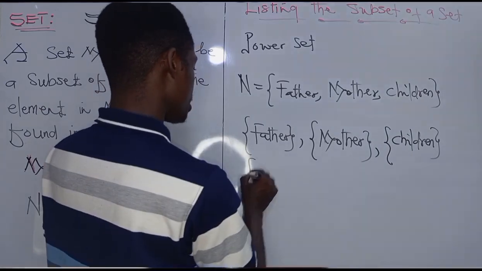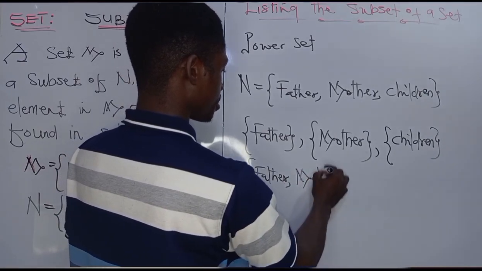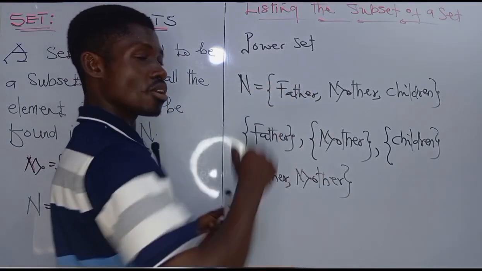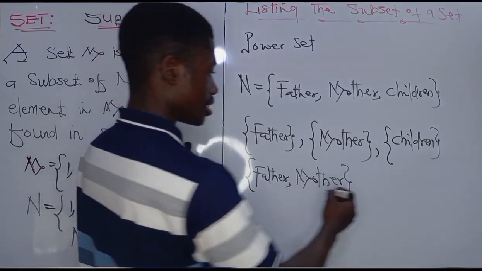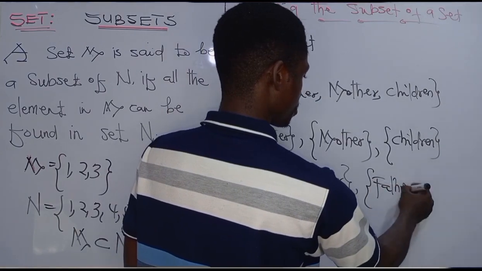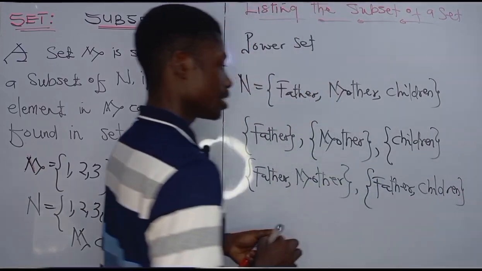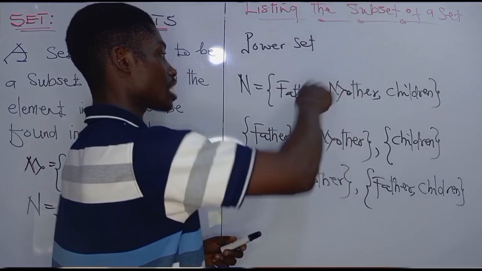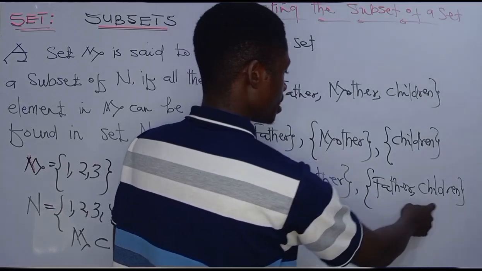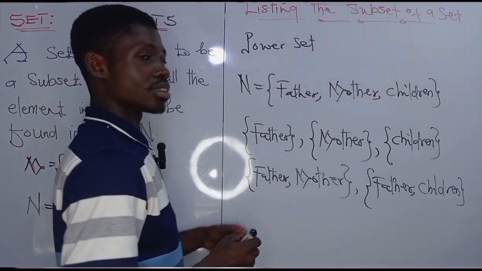I can decide to pick the father and then the mother. This set also becomes what? A subset of the nuclear family. I can also decide to pick the father and then children. And this set also becomes what? A subset of the nuclear family, because in the nuclear family, you can see father and then children. So this set also becomes what? A subset of the nuclear family.